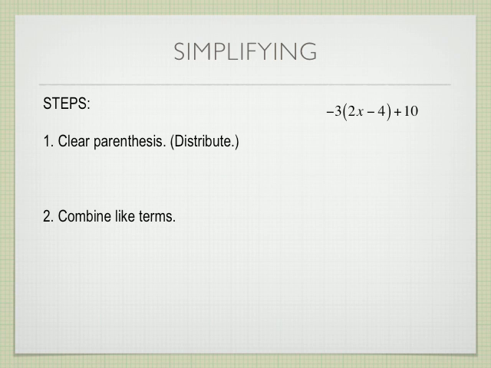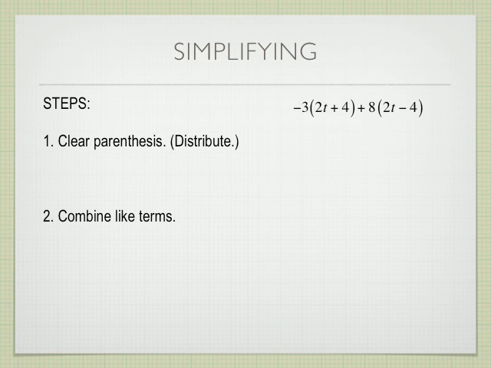So for this one, first, clear parentheses. Negative 3 times 2x is negative 6x, and negative 3 times negative 4 is plus 12, and then plus 10. That gives me negative 6x plus 12 plus 10. Most of you will skip that first step and go straight to the negative 6x plus 12. That's fine, but if you're having any issues at all, please put more steps in. 12 and 10 are like terms, so I have negative 6x plus 22. Okay, do this one on your own.